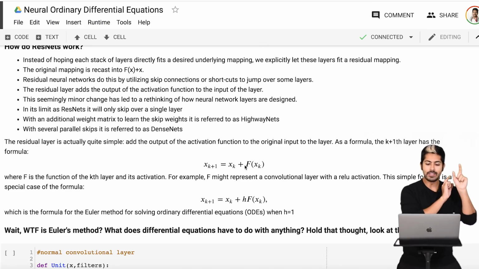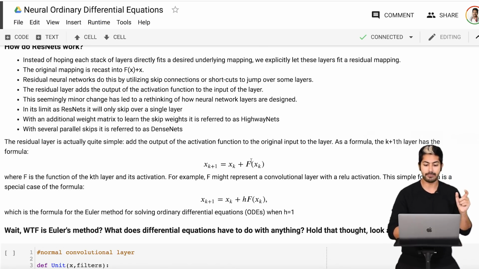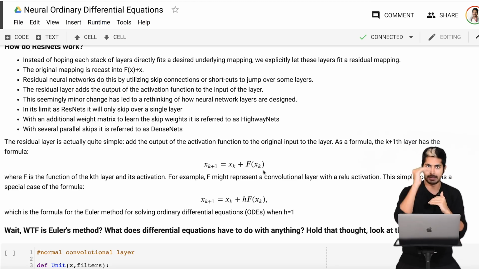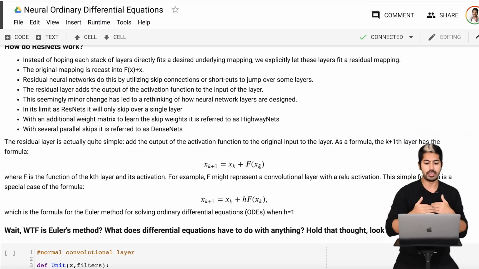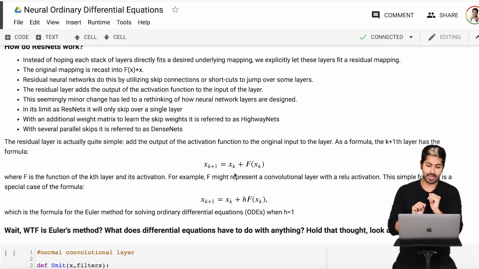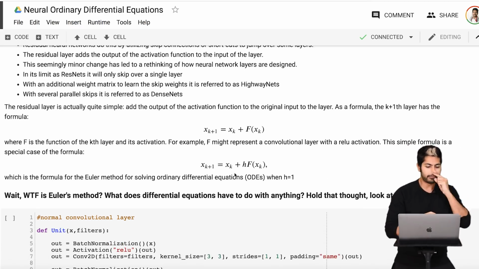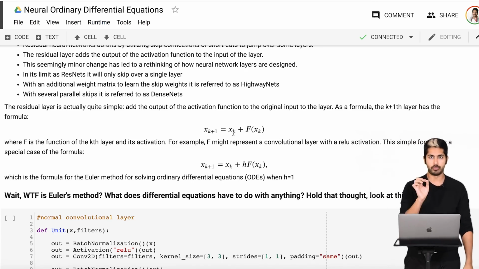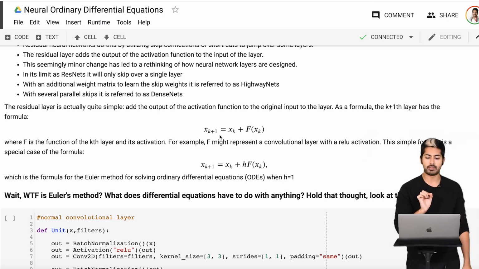So we add the output of the activation function, which is f. x is the input, so x would be the input to the network. f of x is going to be the activation function applied to x, and then we add x again, and that's going to be the output and also the input for the next layer. Where f is the function of the kth layer and its activation. So this is the formula for a residual network right here, okay? This is what's going to act as the input to the next layer. Not just the output from the last layer, but the input from the last layer. We add both. That's it.